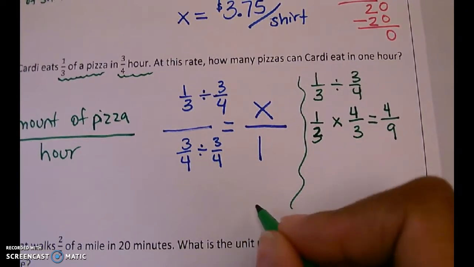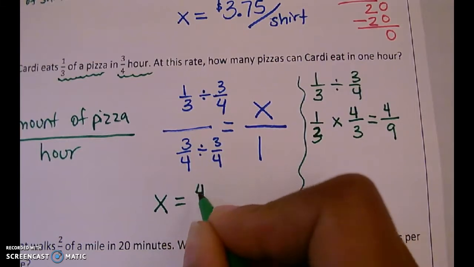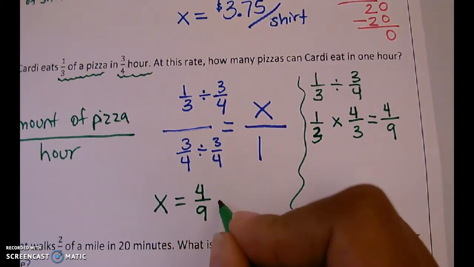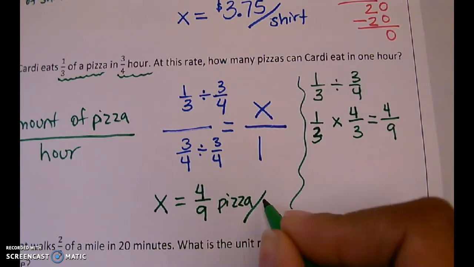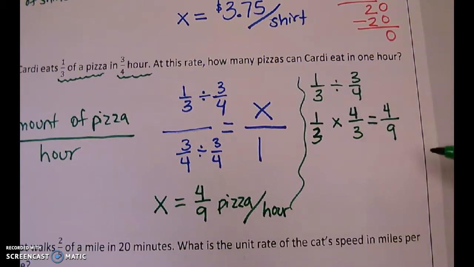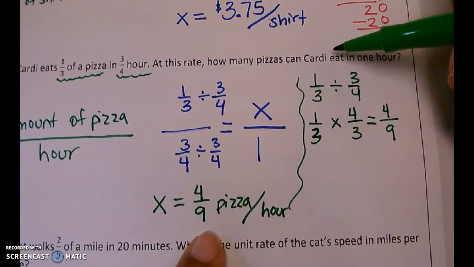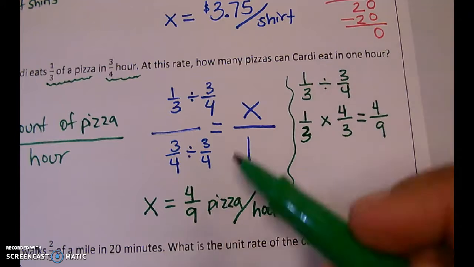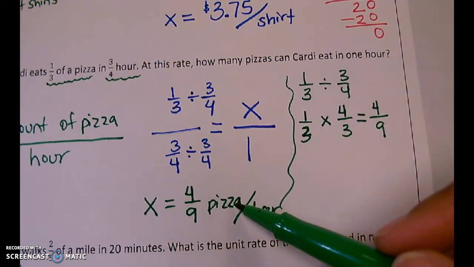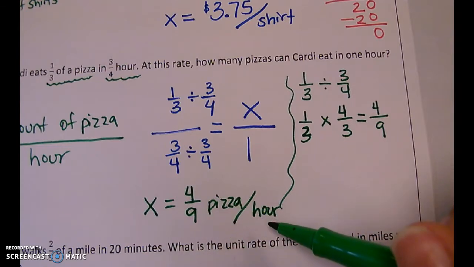I'm going to represent that by saying x equals 4/9 pizza per hour. So what this number means is that Cardi in 1 hour ate 4/9 of a pizza. Okay? 4/9 is not a whole. So she hasn't even eaten a whole pizza. Just 4/9 in 1 hour.